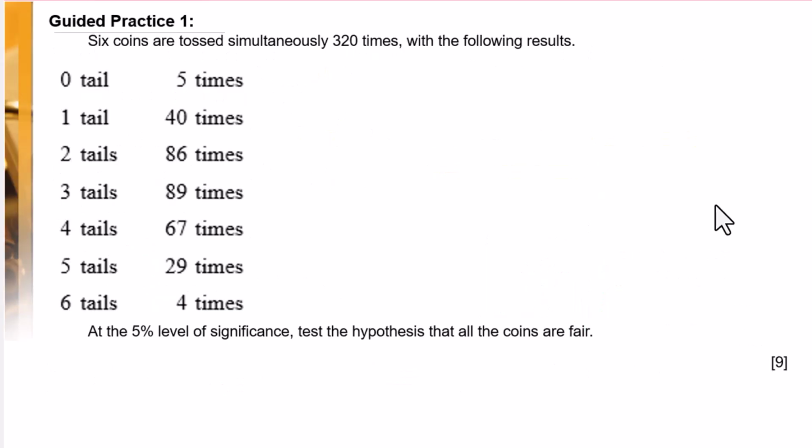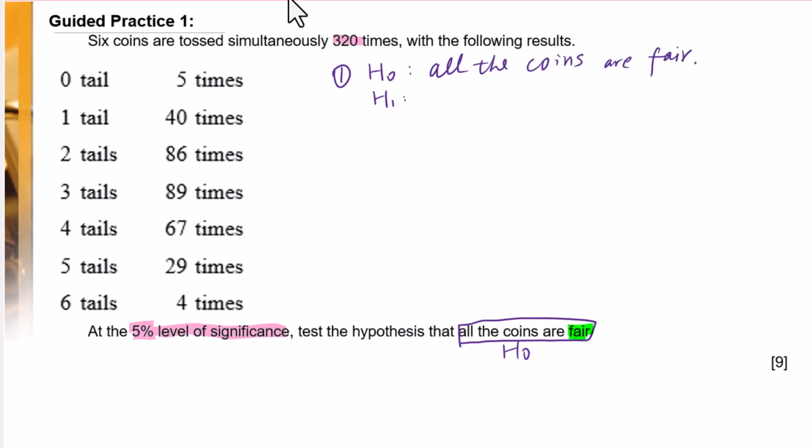Guided practice 1. 6 coins are tossed simultaneously 320 times with the following results. At 5% level of significance, test the hypothesis that all the coins are fair. First step, state H0 and H1. We want to test whether all coins are fair. Keyword: fair. This is H0. So H0: all the coins are fair. H1 will be the opposite: all the coins are not fair.